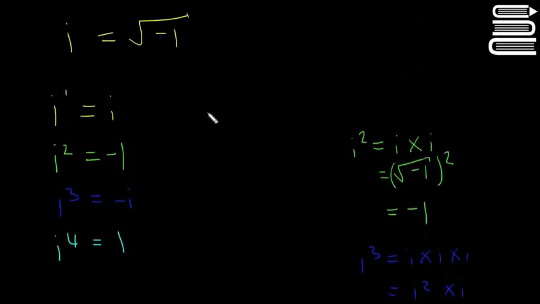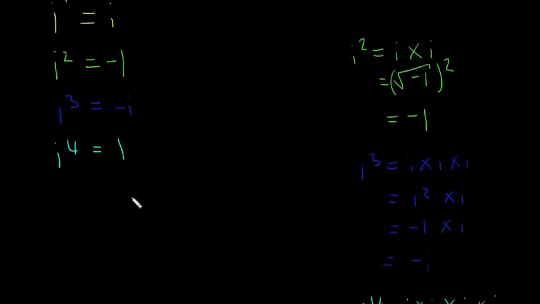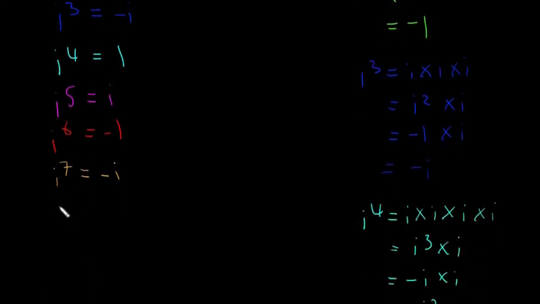So here are our 4 numbers. The trick is basically that it just keeps rotating like this. I'm not going to work these out, but I to the power of 5 is equal to I, I to the power of 6 is equal to -1, I to the power of 7 is equal to -I, and I to the 8 is equal to just 1.